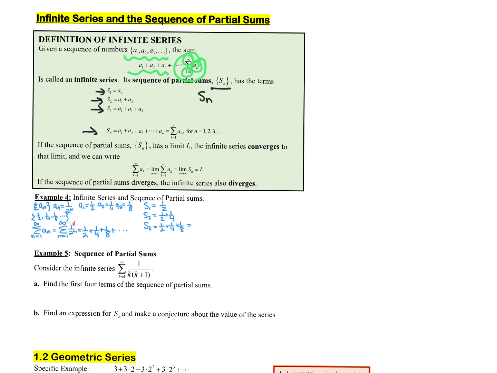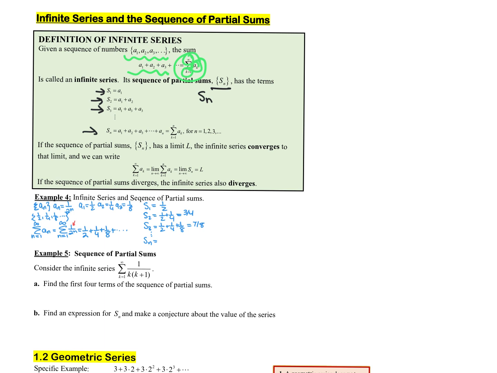And if we look at what these sums are, the first term is obviously just 1/2. If you add 1/2 and 1/4, you get 3/4. Add 1/2 plus 1/4 plus 1/8, and you get 7/8. And so S sub n would be if we did this up till the nth term, so we added up the first n terms.